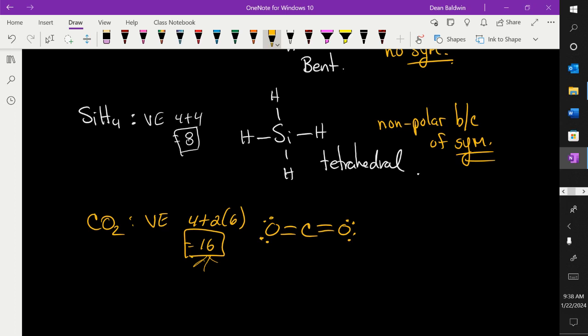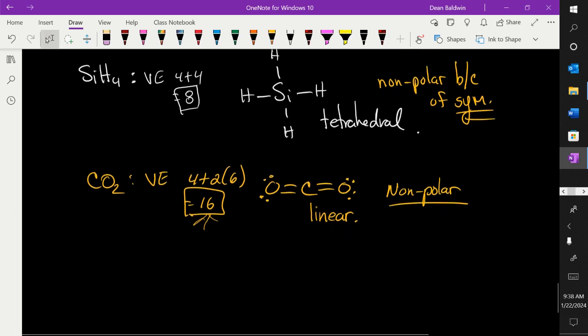What is the structure of this? What's the name of the structure? It's linear. Does it have symmetry? So it's polar or nonpolar? Nonpolar. All right.